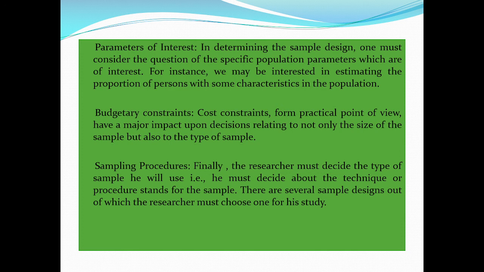And the last one is the sampling procedures. Finally, the researcher must decide the type of the sample he will use. He must decide about the technique or the procedure for the sample. There are several sample designs out of which the researcher must choose one for his study. So obviously, he must select that design which, for a given sample size and for a given cost, has very little chance of sampling error.